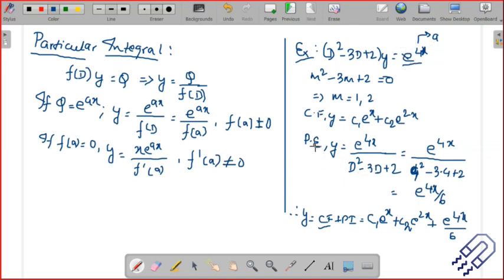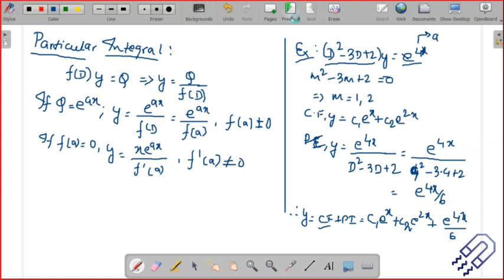So in particular integral, what you do is you find out y, the particular integral solution, which is equal to whatever is on this side. In this case it is e to the power 4x, so I'll take e to the power 4x on top, divided by this symbolic form of the differential. This is the symbolic form, if you remember I told you.